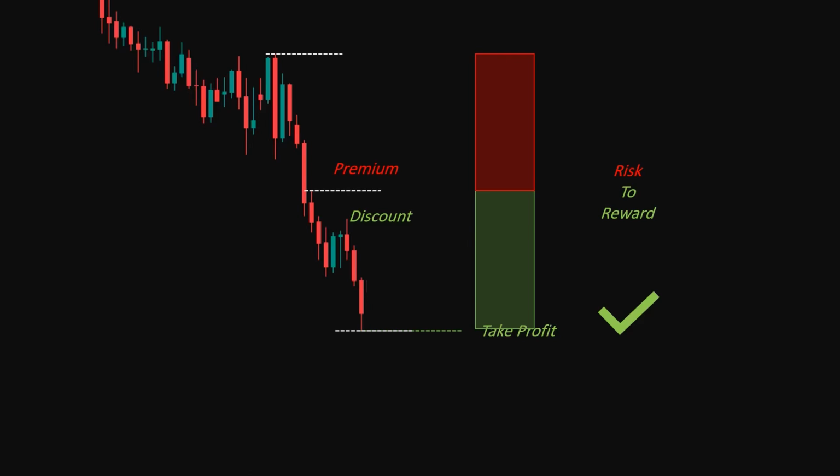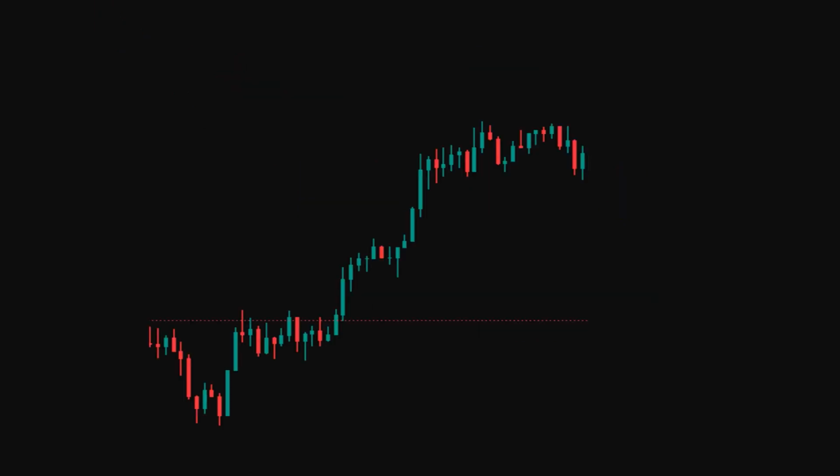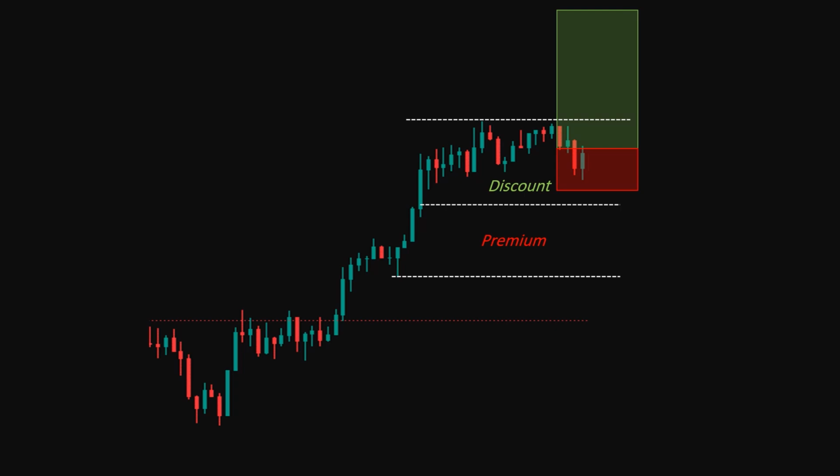Number 2. It gives us a safer entry. The market often goes down first to trap early buyers, then goes up. So if we wait for the price to drop into the discount area and then look to buy, we'll have a better chance of winning. Of course, no plan is perfect. Sometimes we might miss a trade because we're being careful. But missing a trade is way better than losing one.